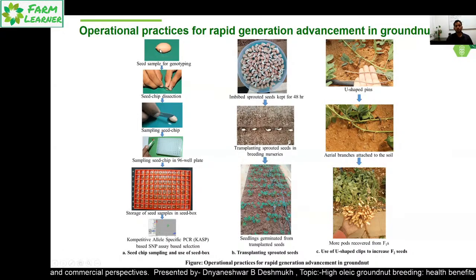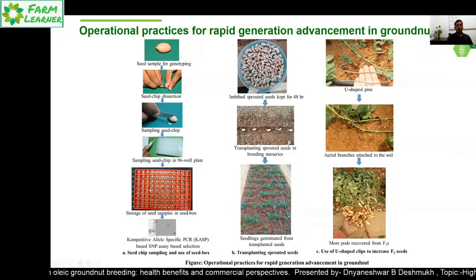Here what we did is we tried to take a seed chip instead of a leaf chip. So we use seed as a sample for the genotyping. As you can see here, the seed was cut from the posterior end, and it was used as a sample for the genotyping. Here we use a seed box, that is a fabric fiber seed box, which was used for keeping the identity similar to its DNA plate. And then it was used for the profiling of the high oleic content.